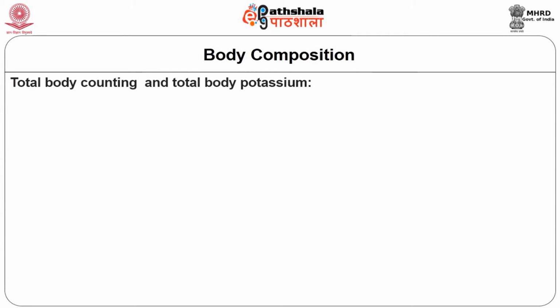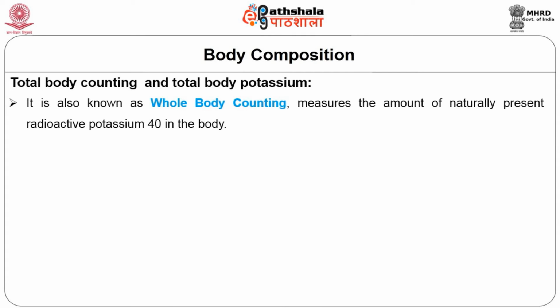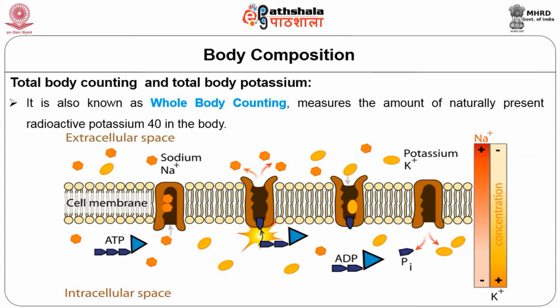Second technique is total body counting, or total body potassium. This is also known as total body counting, which measures the amount of naturally present radioactive potassium 40 in the body. Once the total body potassium is known, fat-free mass can be estimated, assuming the normal or constant concentration of potassium in fat-free mass.